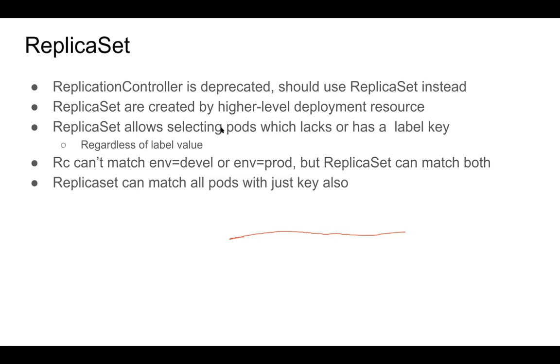The replica set allows selecting pods which lack or have a label key, regardless of label value. So this you didn't have in the replication controller. Here you can say the matching can be done on the label key, no matter what value the label has. RC means replication controller, RS means replica set. Replication controller can't match environment equal to development or environment equal to production, but replica set can match both. A replica set can match all pods with just the key also. I think we just discussed that it can match with all keys as well.